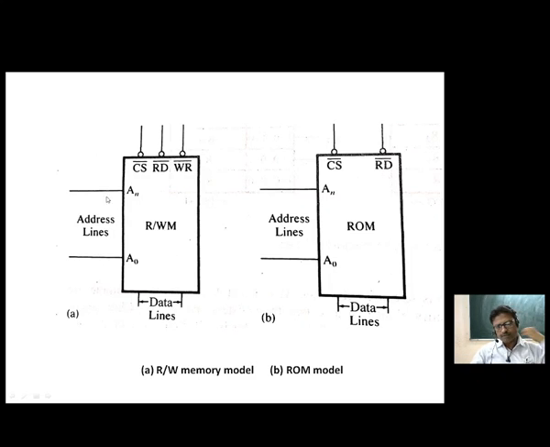We have a certain set of address lines which depend on how many registers are present in the memory chip. If there are 8 registers, then we require 3 address lines. If there are 16 registers, we require 4 address lines. If there are 32 registers, we require 5 address lines. If there are 64 registers, then we require 6 address lines, and like that. If we have 256 registers, then we require 8 address lines. So depending upon that, we define the address lines.